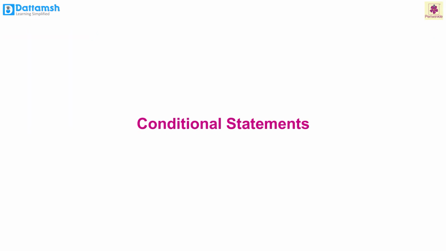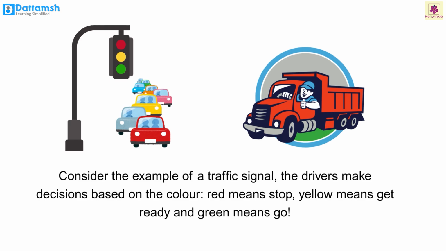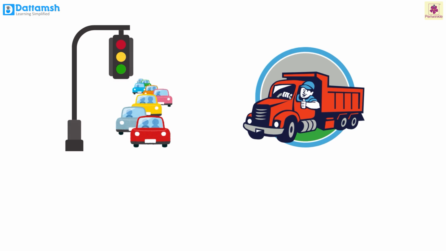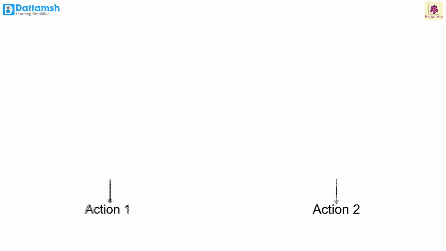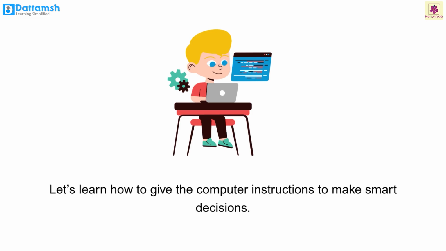Conditional statements. Consider the example of a traffic signal. The drivers make decisions based on the colors. Red means stop, yellow means get ready, and green means go. In Python, conditional statements if, else, elif work in a similar way to guide the computer's action based on true or false conditions. Let's learn how to give the computer instructions to make smart decisions.